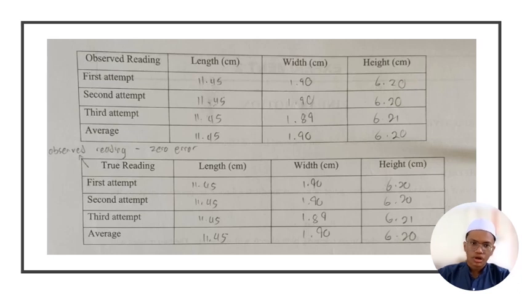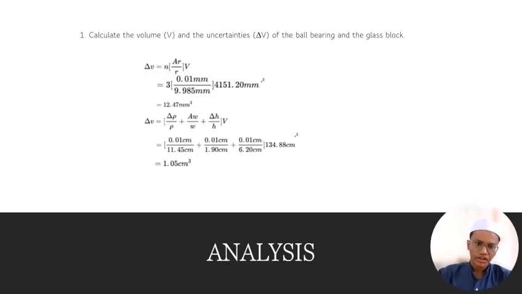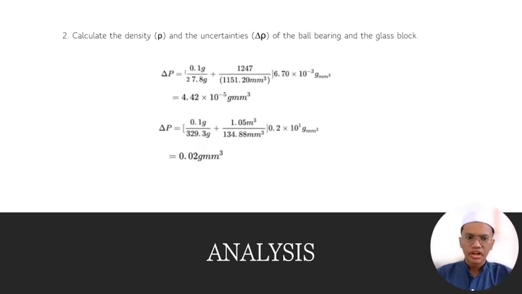We continue to the next slide, which is analysis. First, calculate the volume and the uncertainty of the ball bearing. The answer is 20.47 mm cubed. The uncertainty for the glass block is 1.05 cm cubed. Second analysis, calculate the density and the sensitivity of the ball bearing and the glass block. The answer is 4.42 multiply 10 power negative 5 gram per milliliter cubed. The uncertainty of the glass block is 0.02 gram per milliliter cubed.